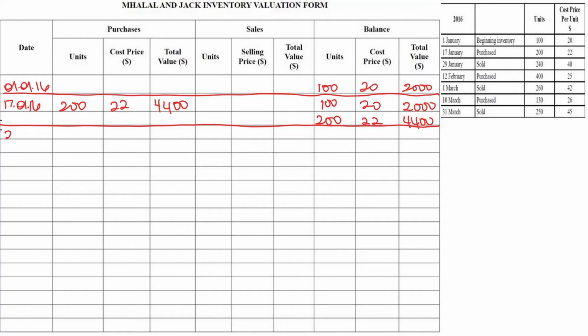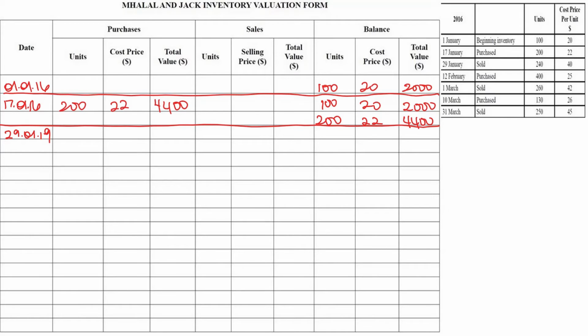On the 29th of January, we sold 240 units. Now, again, we are using the LIFO method of inventory valuation. So the last set of inventory that we received would now be the first to go out. This would have been the first set of inventory received. This would have been the second set of inventory received. So now we would be issuing stock from the second set of inventory under the LIFO method of inventory valuation.